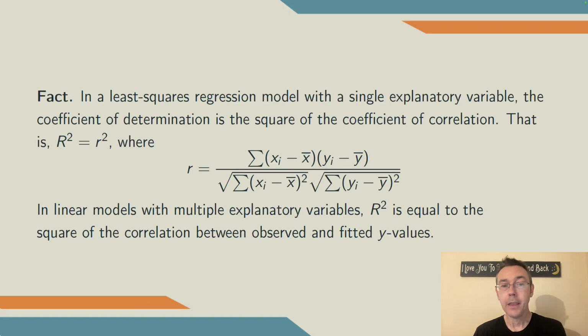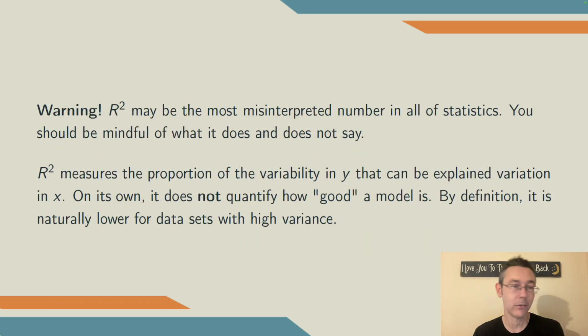Important fact: in a least squares regression model with a single explanatory variable, the coefficient of determination r squared is the square of the coefficient of correlation. That's to say that r squared is r squared. So in a sense, this is explaining the notation. I'm including the formula here for the coefficient of correlation, but of course this isn't something you should ever just plug into. You should compute that using technology. If you have a linear model with multiple explanatory variables and still just one response variable, then r squared is equal to the square of the correlation between the observed values and the fitted y values.